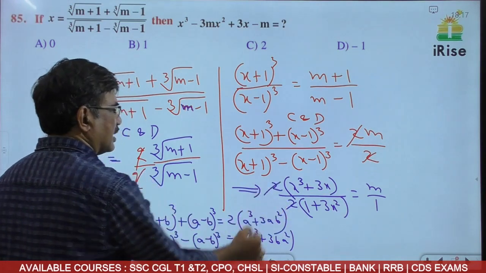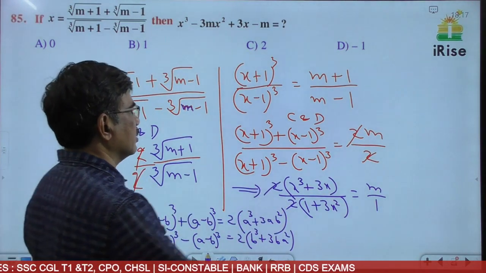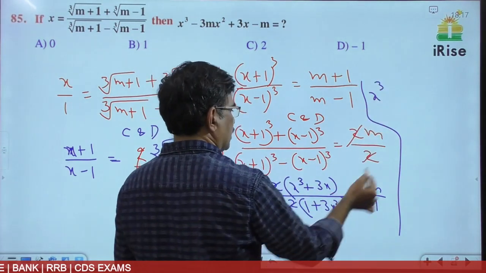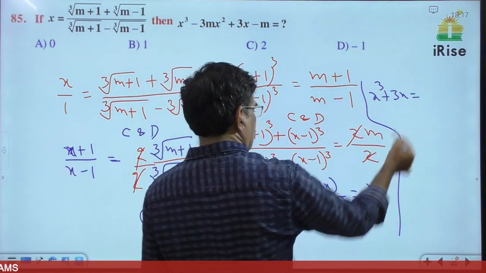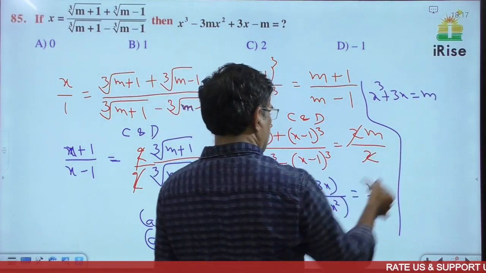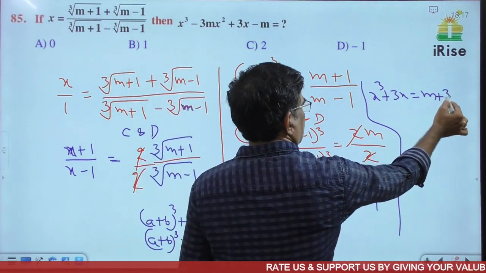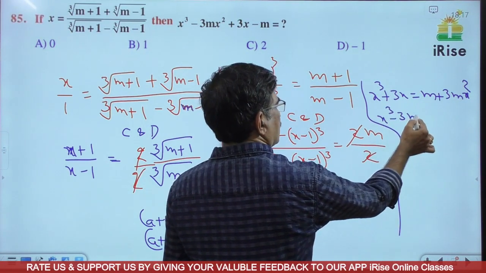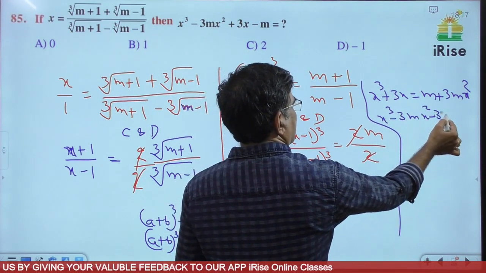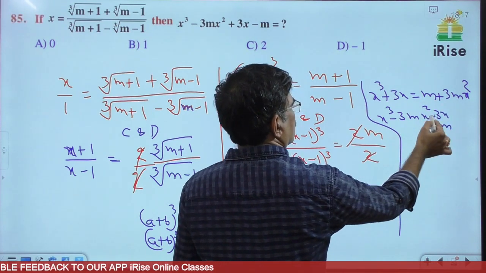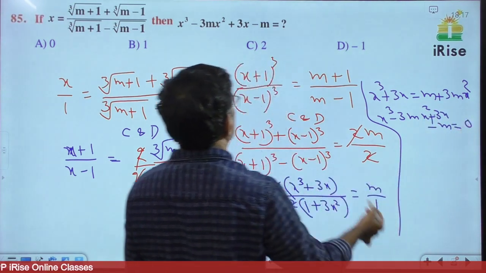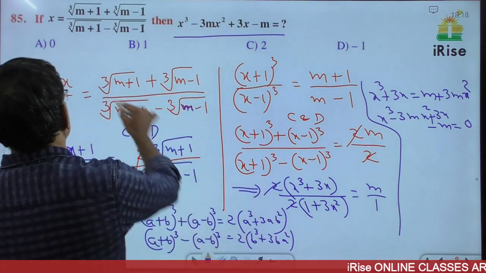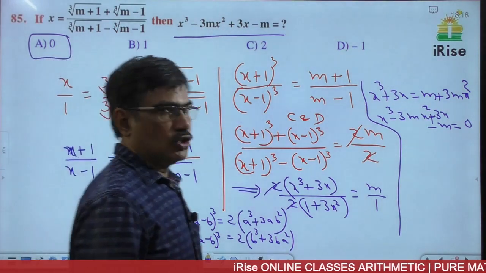Here 2 also gets cancelled. Just cross multiply, what do you get? 1 into x³ plus 1 into 3x is equal to m into 1 plus m into 3x², that is 3mx². So x³ − 3mx² + 3x − m = 0. That is the question. So the answer for this question is 0.